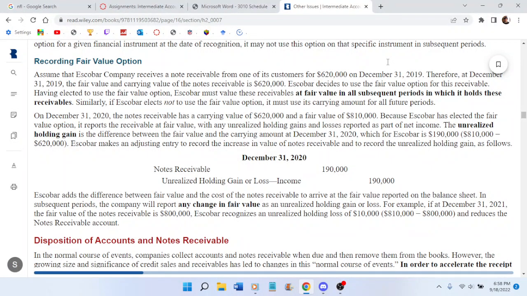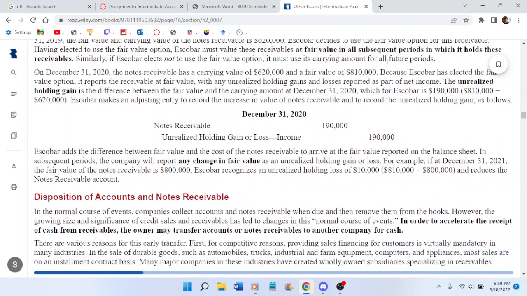So they have the note. It was originally $620,000, now it's $810,000. That means they gained money. That was hilariously funny. The notes receivable. The adjusting entry is your notes receivable increases, or is debited, by $190,000, and the unrealized holding gain or loss, in income, is credited at $190,000. That was hilariously funny.